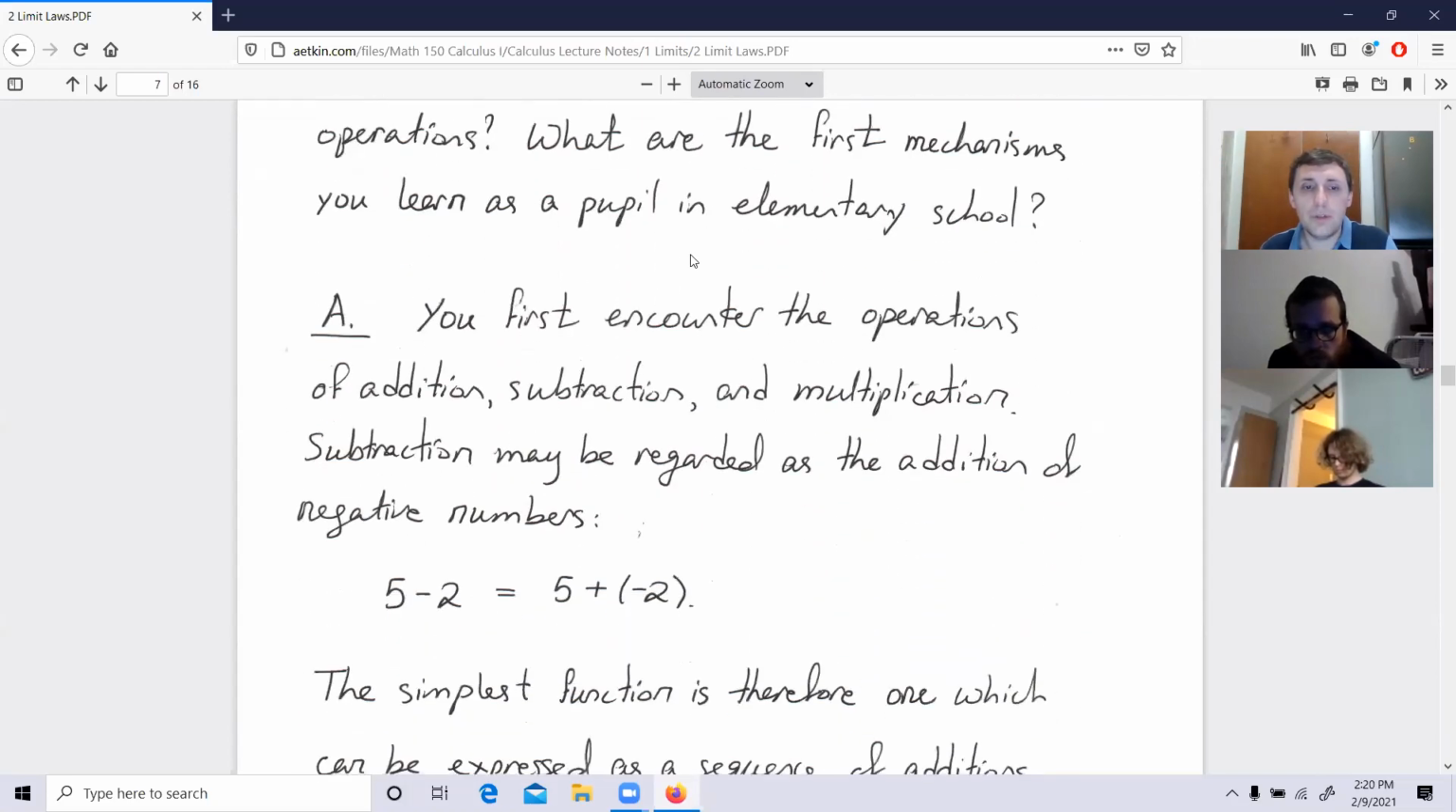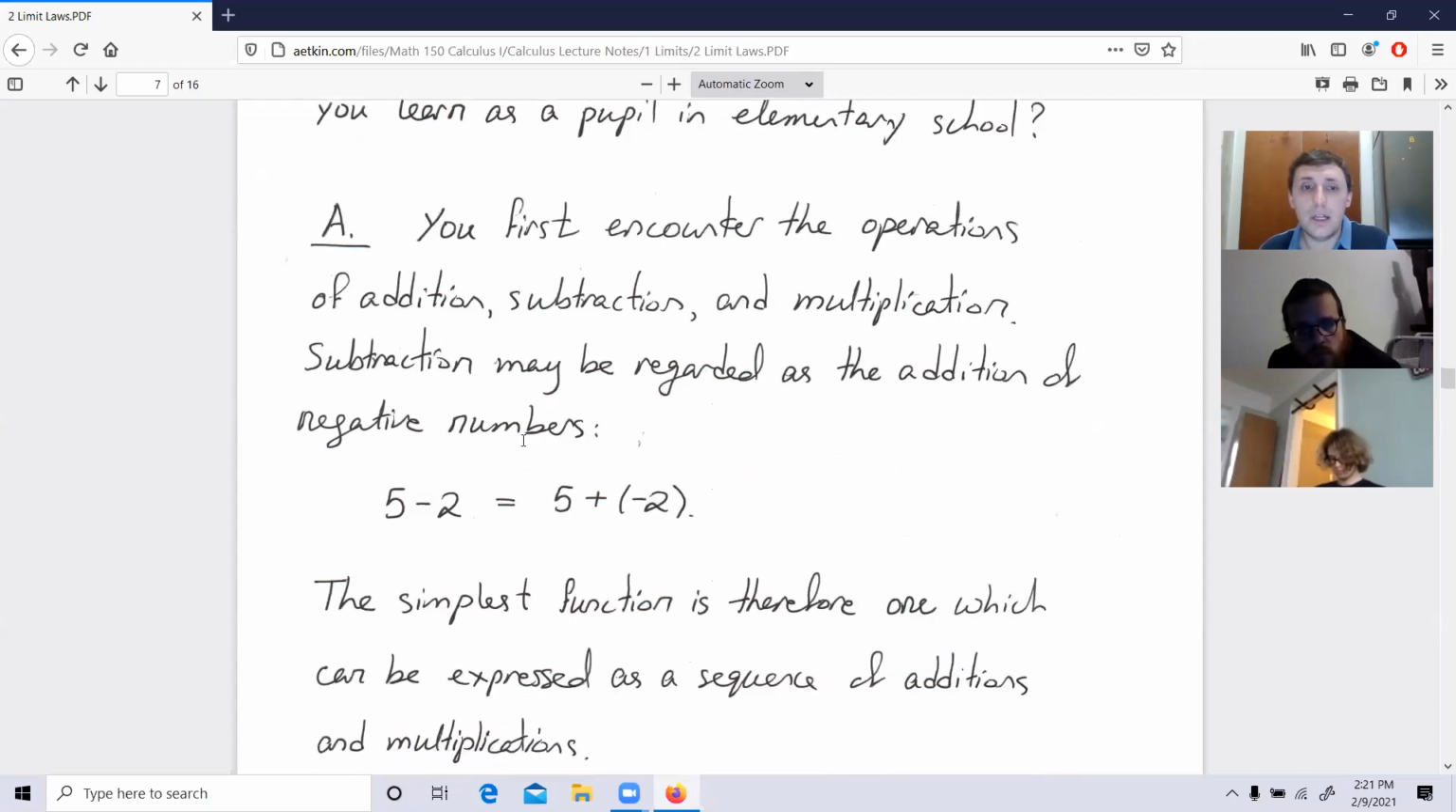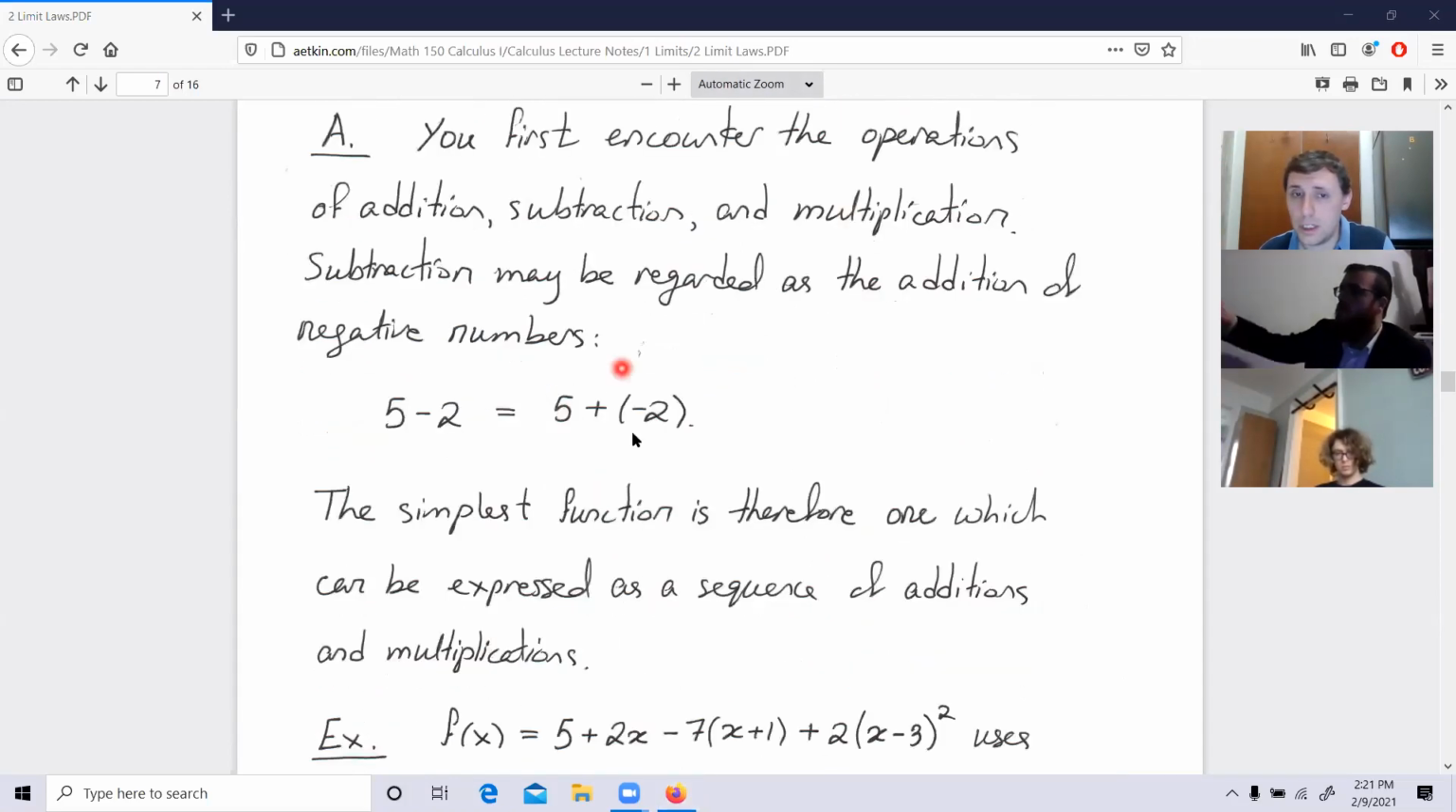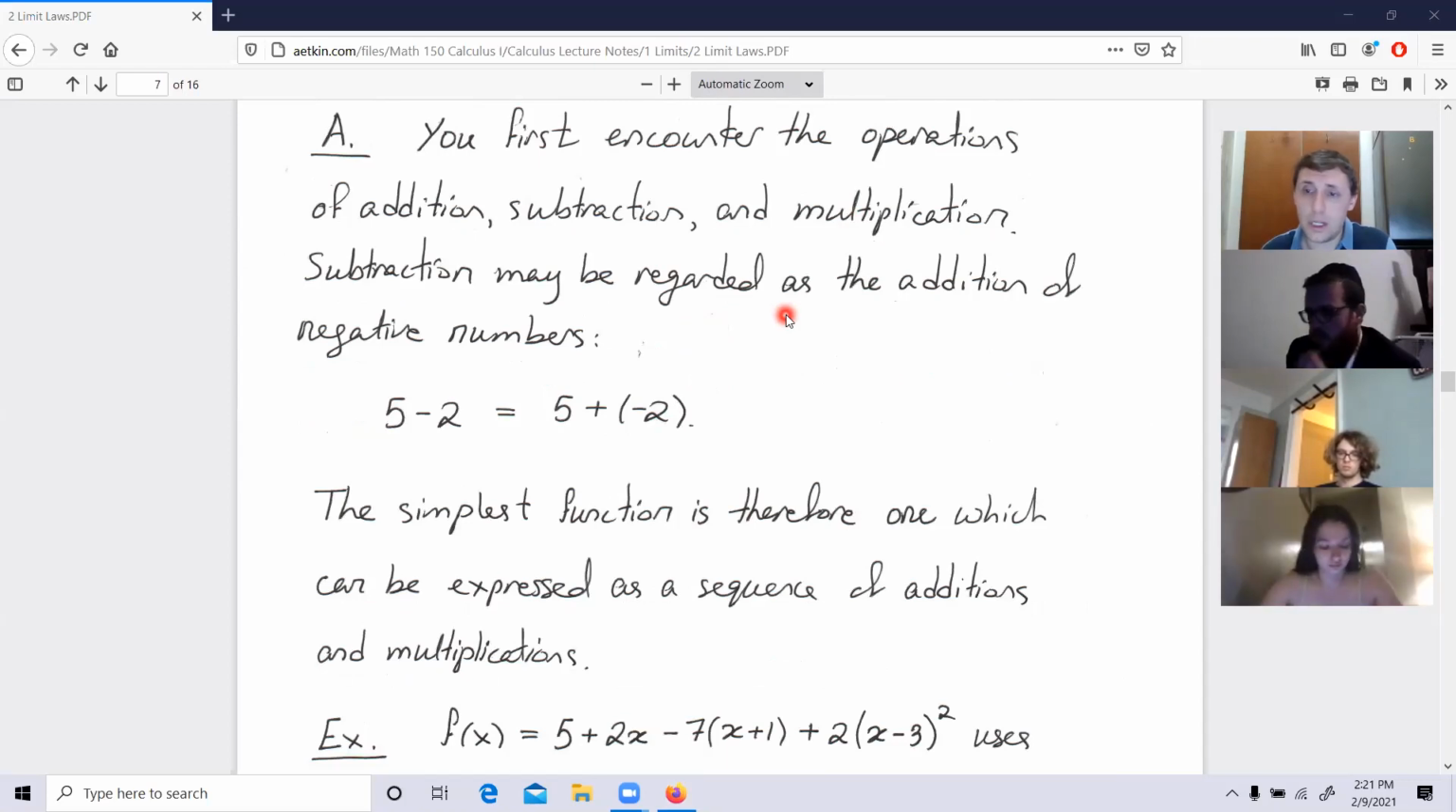So when you first encounter operations of addition, subtraction, multiplication, you can think of 5 minus 2, as I mentioned, as 5 plus minus 2. So you can think of the first operation, whether it's addition or subtraction, as just addition. Okay? And the simplest functions, therefore, are the ones only using the operations of addition and multiplication. Do you agree with me that those are the operations you begin school with? You begin with addition and the next operation is multiplication. Good?